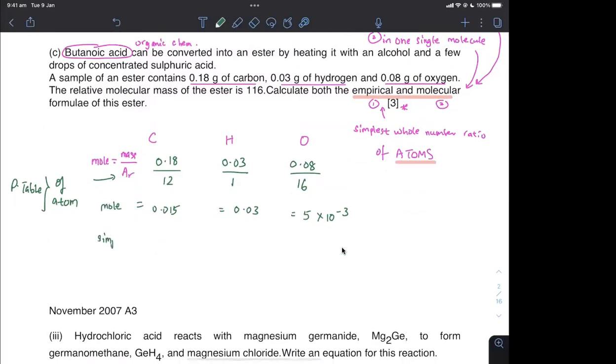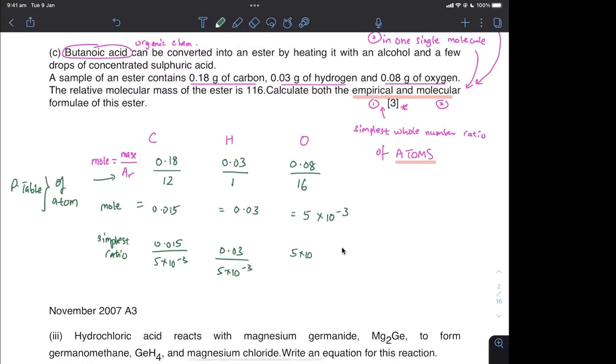The next thing is you want the simplest ratio of the atoms, so find the lowest number. This is 5, but this is 5 times 10 to the minus 3. Actually, this is the smallest out of all of these, because you know about mathematics: 0.005 like that. I'm not going to do that manually. I just do that on my calculator. 0.015 divided by 5 times 10 to the minus 3. 0.03 divided by 5 times 10 to the minus 3.